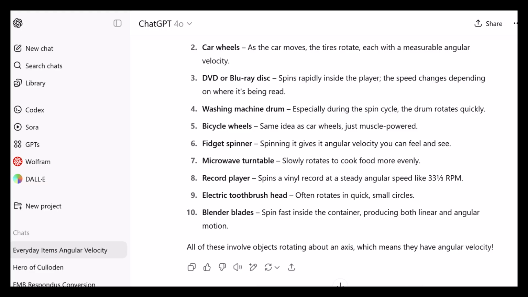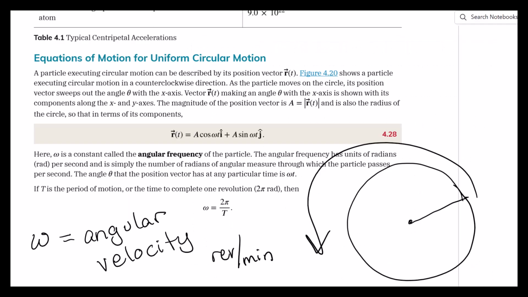I like the idea of the things that are solid. So let's go with a ceiling fan. I like the idea of a ceiling fan. So if your ceiling fan rotates a certain number of revolutions per minute, that would be its angular velocity.